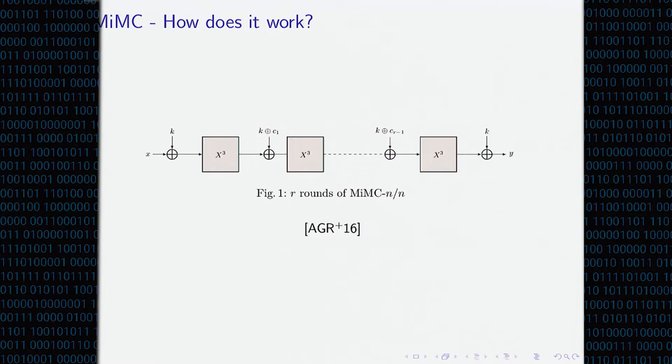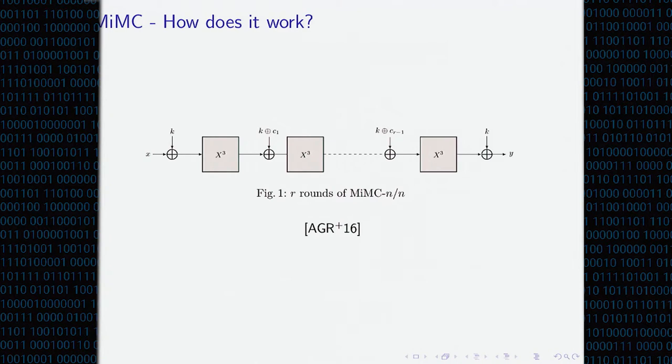Okay, so the other PRF we have looked at is MiMC. So it has an input. How does it work, this block cipher? This block cipher appeared out of necessity for lowering the number of multiplications and the multiplicative depth.